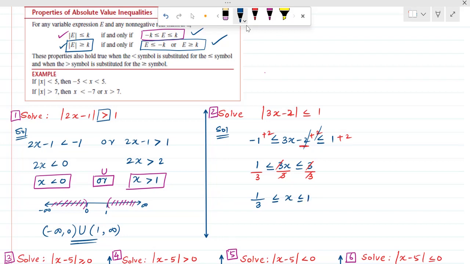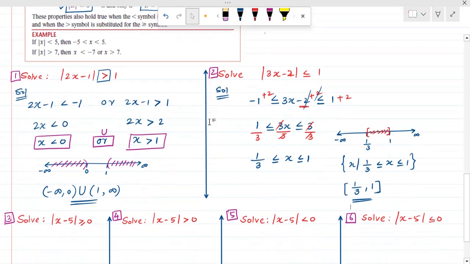So how will you draw the graph for this one? Minus infinity to plus infinity, and this is 1 over 3, and here it will be 1. This one is in between the values. Therefore, the set builder notation is given by 1 over 3 less than or equal to x less than or equal to 1. And interval notation is 1 over 3 which is closed, 1 which is also closed. So this is what we have done.